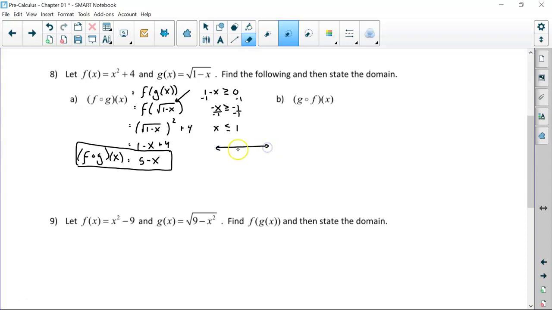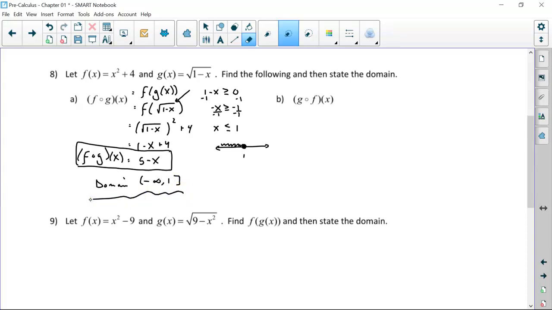If you think about our number line, here's the 1. Less than, we're going to the left. So our domain for this is going to be negative infinity to 1. Parentheses at the negative infinity, bracket at the 1.